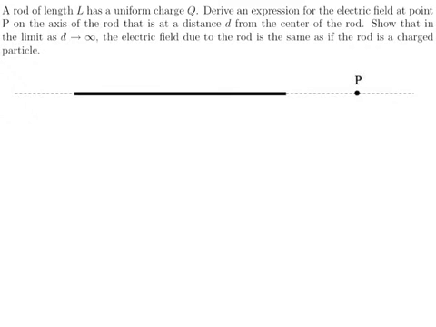In this problem, we want to calculate the electric field due to a rod of length L that has a uniform charge Q. We will derive an expression for the electric field at point P that is on the axis of the rod and is at a distance d from the center of the rod. Also, we will show that in the limit, as d goes to infinity, the electric field due to the rod will be the same as if the rod is simply a charged particle at the origin.